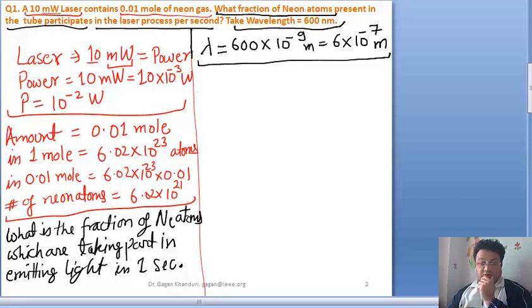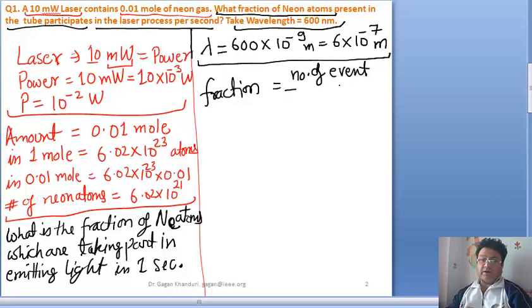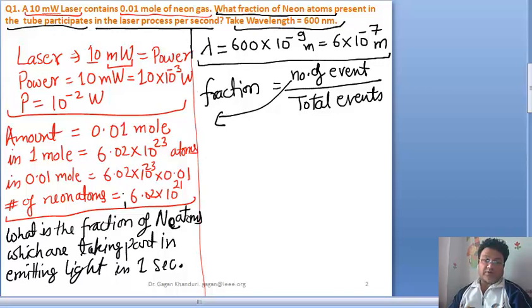Okay, so we have to find out the fraction of neon atoms. What do you mean by fraction? Fraction always means the number of events that we are interested in by total events. So what are the number of events that we are interested in? We are interested in how many neon atoms are there. This is the total amount, right? So the number of neon atoms which are taking part in emitting light.